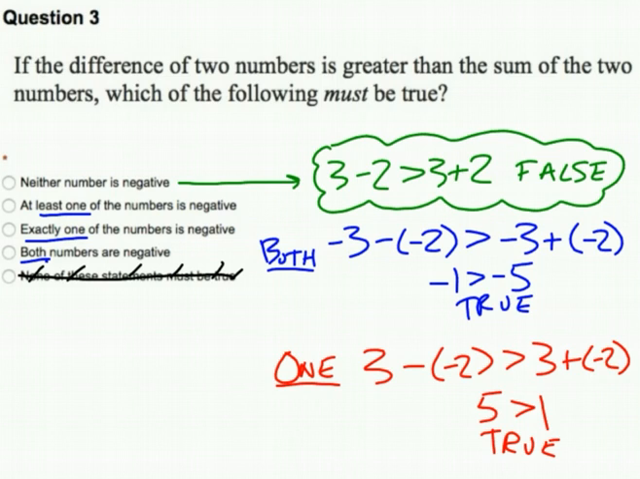So neither number is a negative. I plug in two numbers. I chose 3 and 2. Doesn't really matter what you pick. So 3 minus 2 is not greater than 3 plus 2, so that one is false. So the first is out.